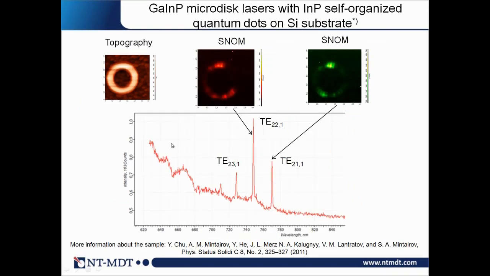Here SNOM is used to study whispering gallery modes in semiconductor microdisks. This is the microdisk topography, and this is the corresponding distribution of light of two different whispering gallery modes. We can see the spectra of these modes and the corresponding light distribution across the sample. This was also done by SNOM in a collection regime.